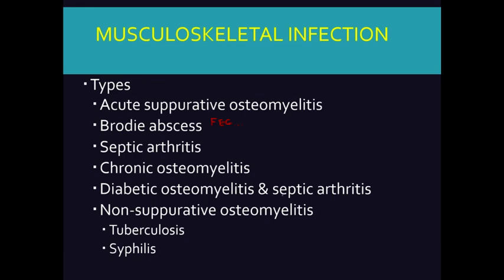Diabetic osteomyelitis and septic arthritis. Diabetics tend to be much more susceptible to infection. And the final category, non-suppurative osteomyelitis. So this is more of a tuberculosis or potentially syphilis. And syphilis is a very rare one these days, to have tertiary syphilis or the further stages of syphilis. Tuberculosis, though, is making somewhat of a comeback. So that is a potential thing that you might see.